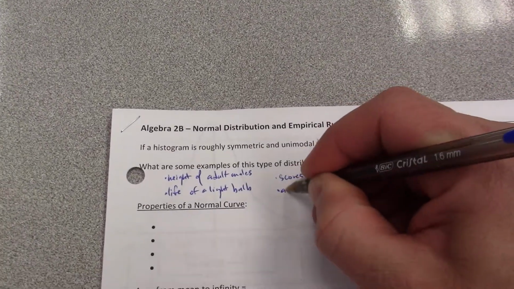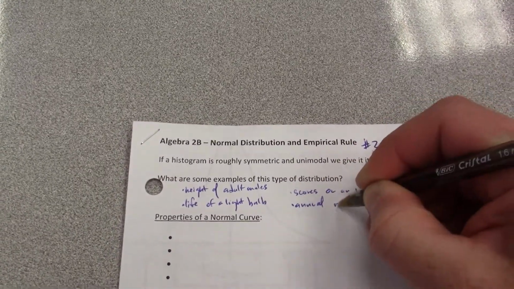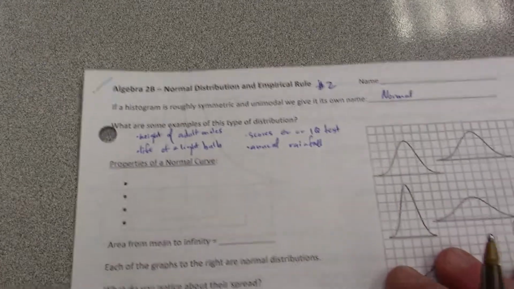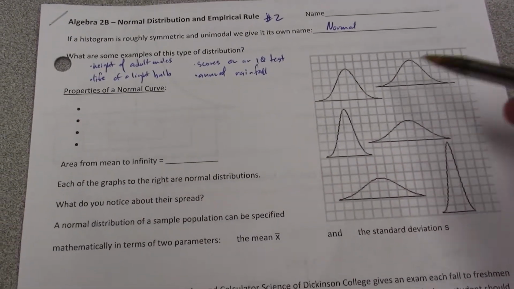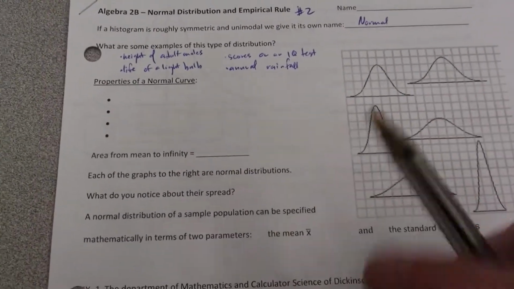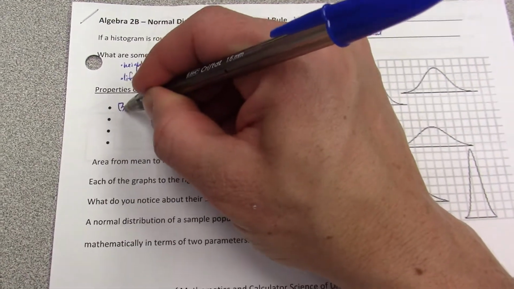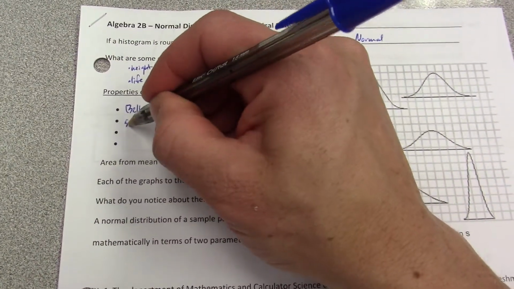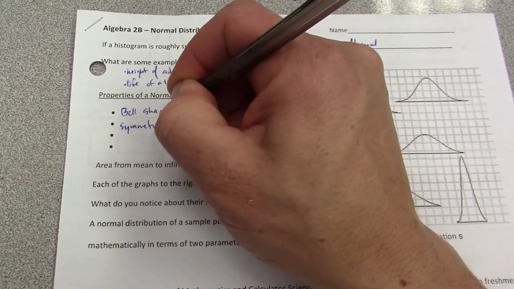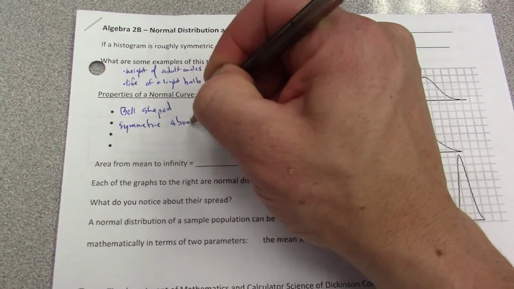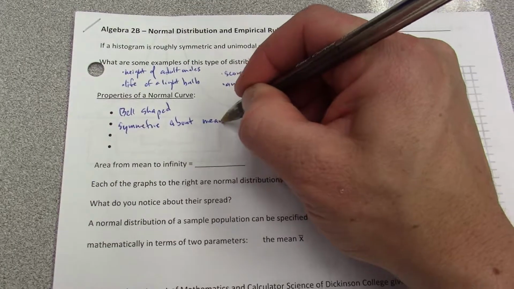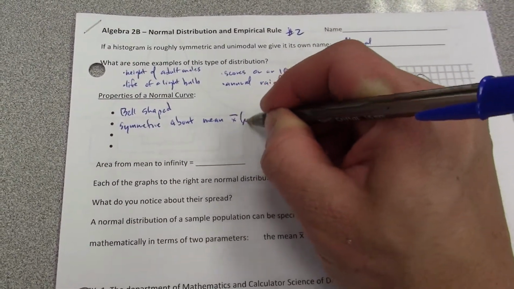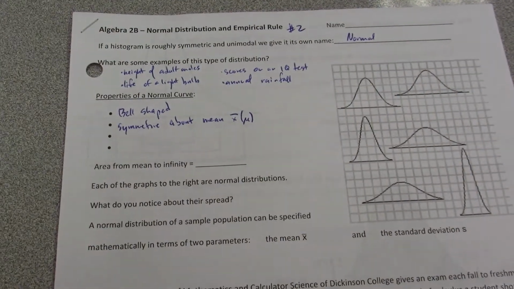Annual rainfall is another example, and so on and so forth. So some properties of normal distributions. You can see a bunch of them right here, and so we can see that they are all bell-shaped. They are all symmetric about the mean. And remember, that is usually abbreviated with x bar, or possibly with mu, so it's symmetric about the mean.